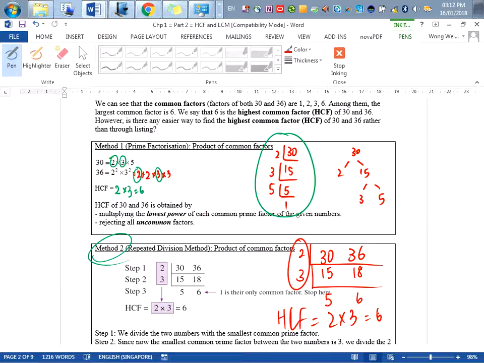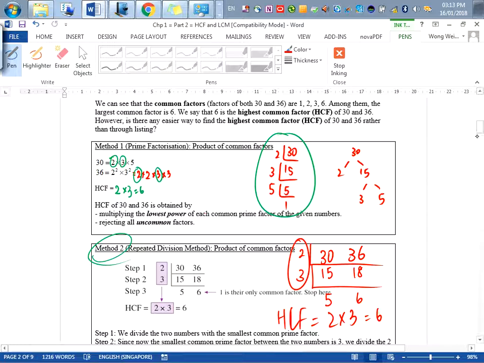Who prefers the first one? Who prefers the second one? Okay, about half-half. Both methods are valid. But listen to me, especially for those who prefer method number 2: you will see questions that require you to be familiar with method 1 most of the time, because of the way the question is presented. So most of the time you will end up using method one. So you must be very familiar with how to use method one as well.